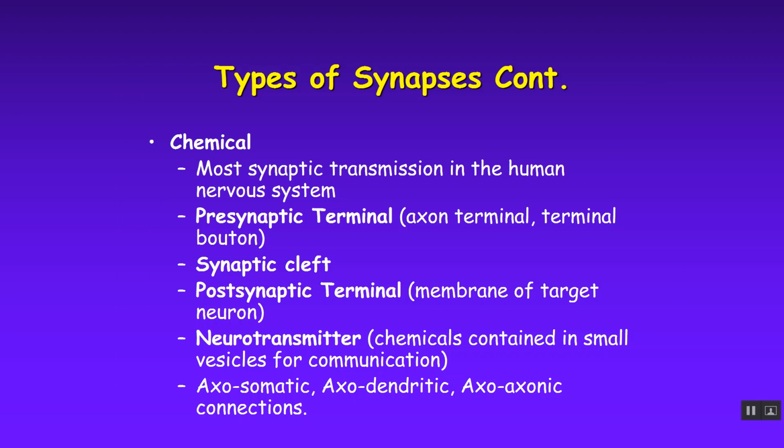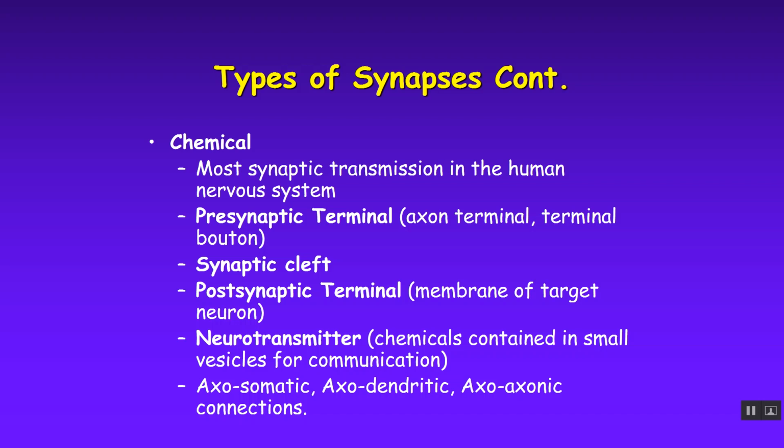We're going to spend the rest of our time focusing on chemical synapses. This is how most of the information in the nervous system is transmitted from one neuron to another. You have a presynaptic terminal in one neuron. Synonyms for presynaptic terminal are axon terminal and terminal bouton.